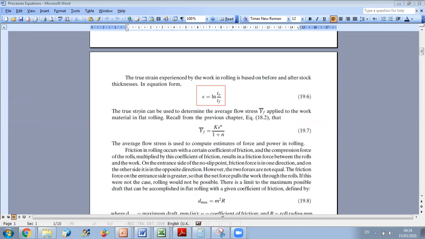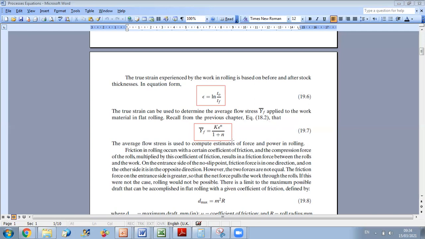Now, the true strain can be used to determine the average flow stress applied to the work material in flat rolling. And the value of the average flow stress is calculated by K epsilon^n over 1 plus n. So this is the average stress experienced by the area in contact with the roller. The average flow stress is used to estimate the force and power in rolling.